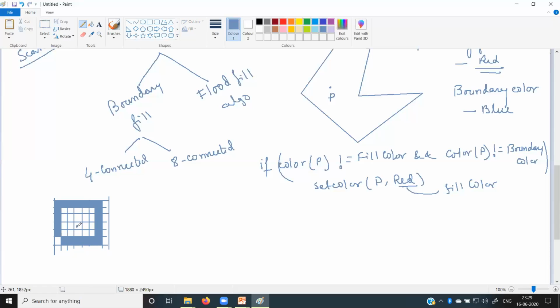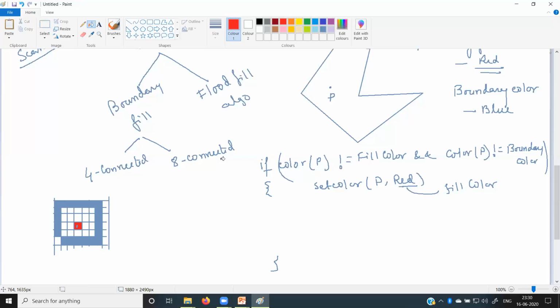First it will check what is the color of P. The color of P is white, or whatever it may be, some other color, black or anything else. So white is not equal to fill color. I want to fill it by red, so white is not equal to red. This is true, and white is not equal to blue also, so this is also true. True and true, so it will execute the if statement. Inside the if statement, it will set the point P to the red color, so this particular pixel will be colored by red.